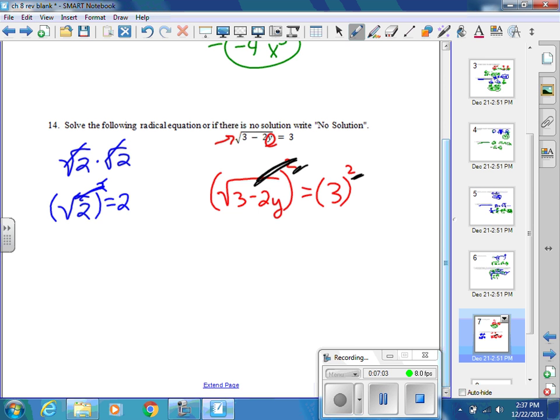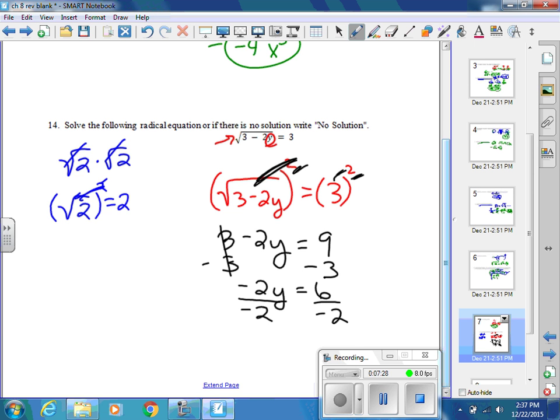On this side, it cancels that. So I'm just left with what's underneath, 3 minus 2y. Over here, I do need to go ahead and square this and get 9. Now, this is just like your normal solving for y, easy solving for your variable, things that we've done in the past. So you just minus 3, minus 2y is equal to 6. Divide by negative 2, divide by negative 2. y is equal to negative 3.